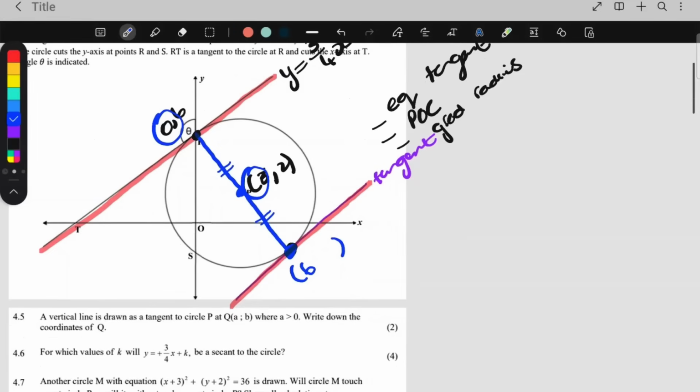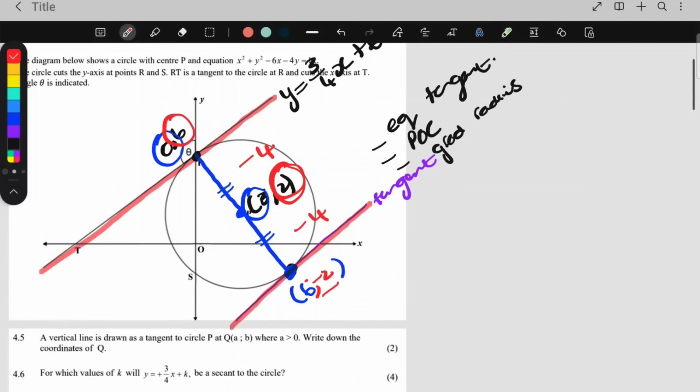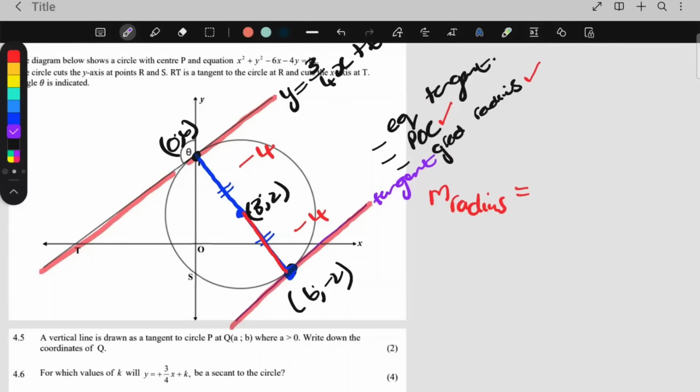Then I'm going to do the same for the y's. So I'm going to say, from this y to that y, I minus 4. So 2 minus 4 is negative 2. So there's my point of contact. So tick, I have the point of contact. Let's work out the gradient of the radius. So I'm going to say it's this y minus that y over this x minus that x.